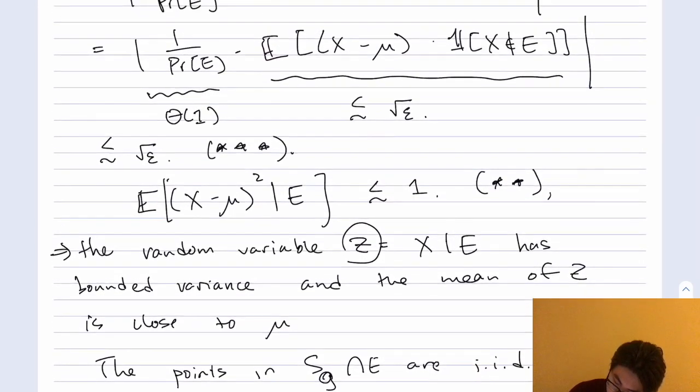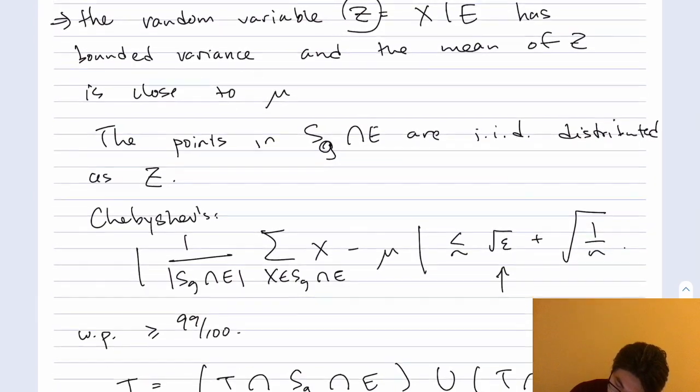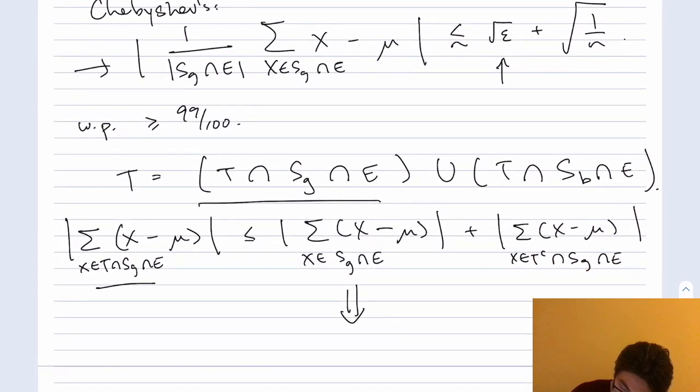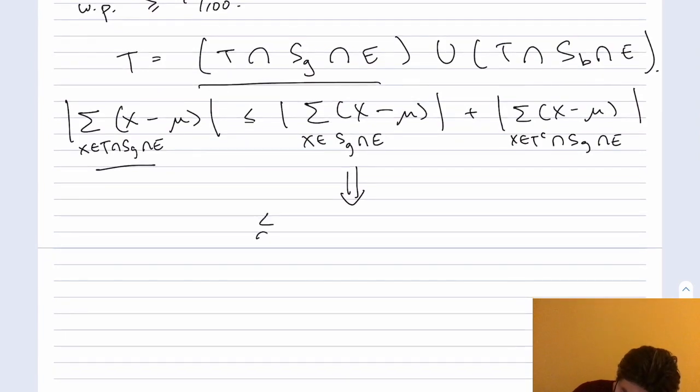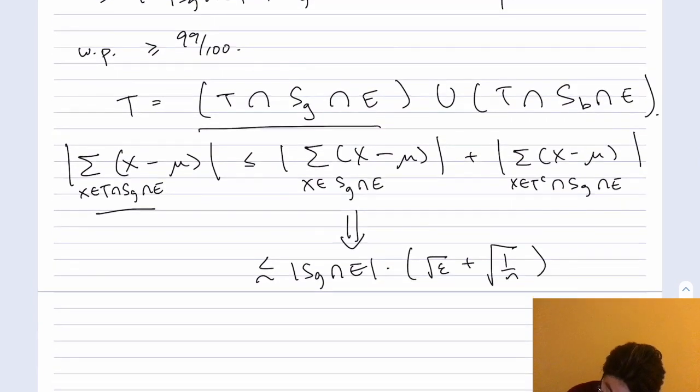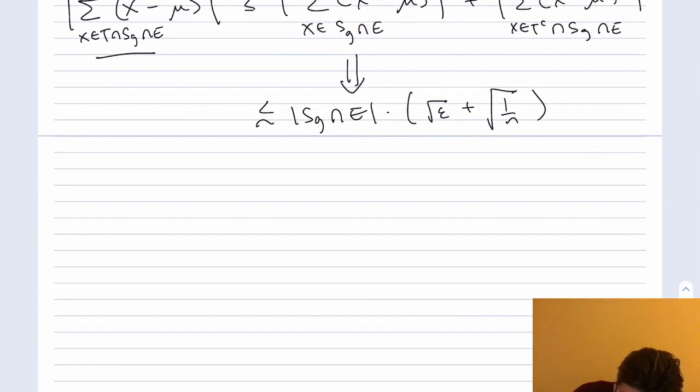from this bound. This is exactly what this is saying. So we know that this is at most, up to constants, |S_good ∩ E| times root epsilon plus root 1 over n, which is certainly at most n times root epsilon plus root 1 over n.